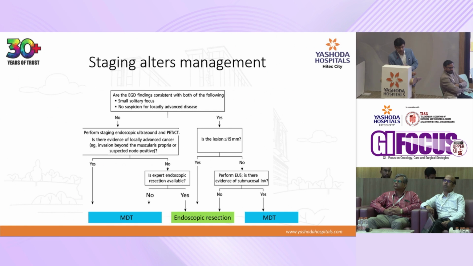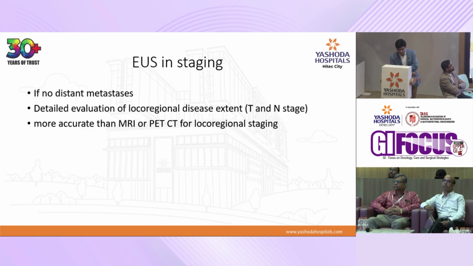Coming to staging, staging is important because it alters our management. First of all, if on endoscopy it is a small lesion with no suspicion of local advancement, then you assess if it is resectable or not. If it is large, or if you suspect local advancement, then do an EUS and look for any submucosal invasion. If there is submucosal invasion, it goes to the MDT. If there is no submucosal invasion, then you can attempt endoscopic resection. This is the reason why you need to stage the disease prior.